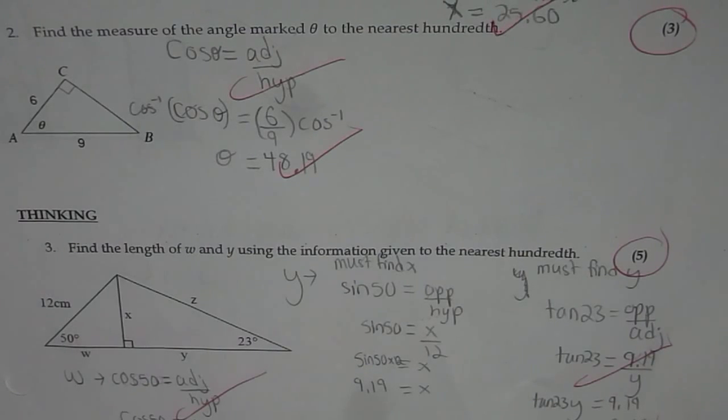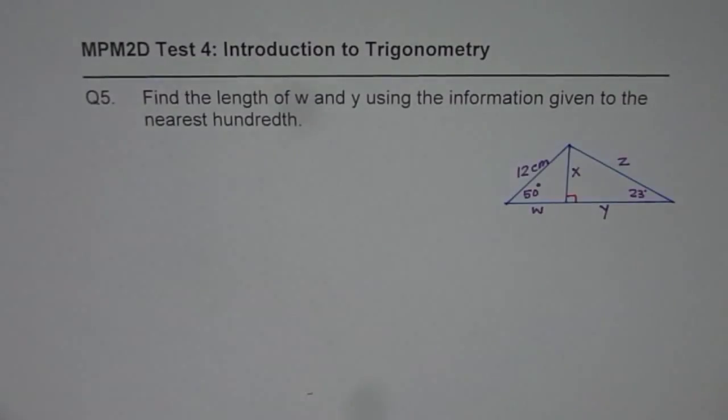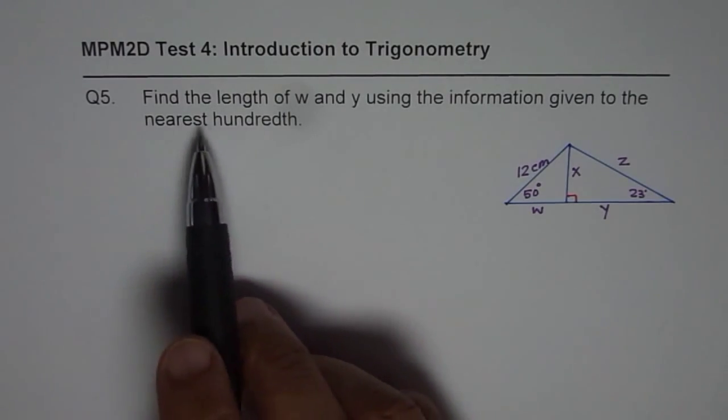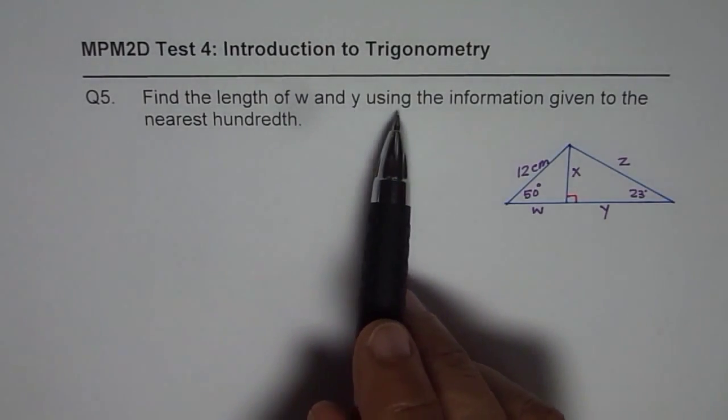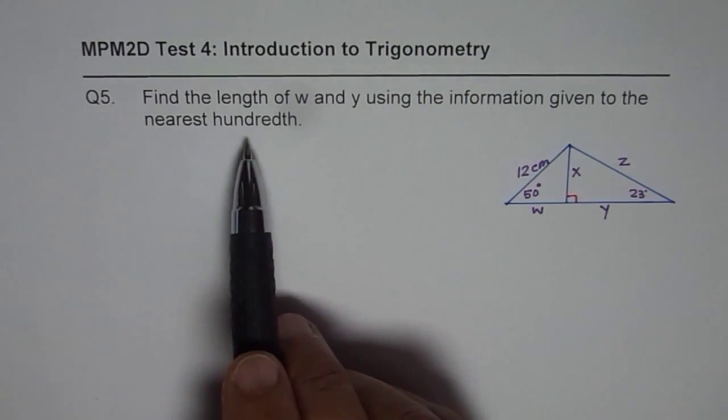Here is a thinking question which we are going to discuss now in details. Now the idea of sharing these questions is for you to get ready and score like most of my students do. Question here is find the length of W and Y using the information given to the nearest 100.